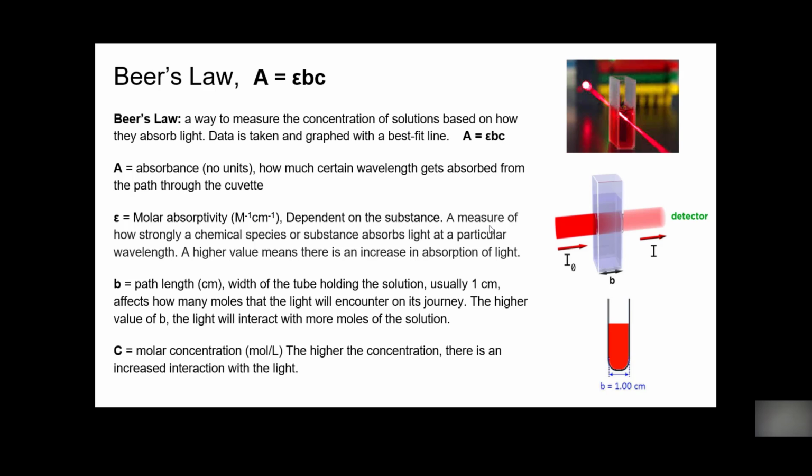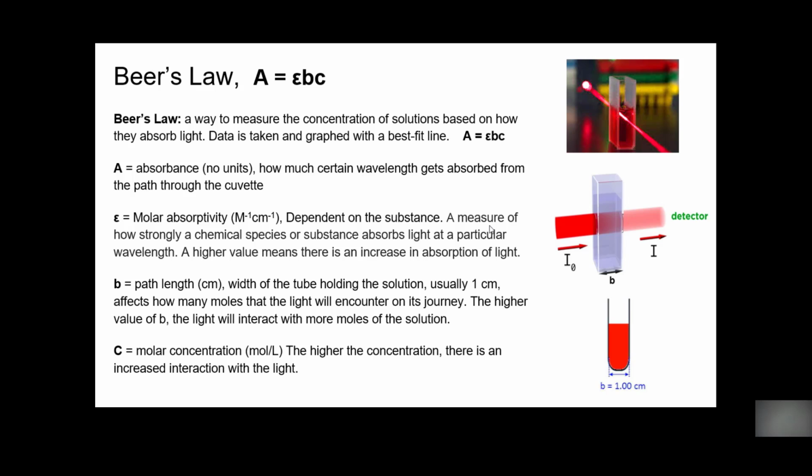It's dependent on the substance. It's a measure of how strongly a chemical species or substance absorbs light. A higher value means there's an increase in absorption of light. What this means is that every species that can be used for Beer's law and can be put in a spectrophotometer has a molar absorptivity value. And you cannot use the one for the other.